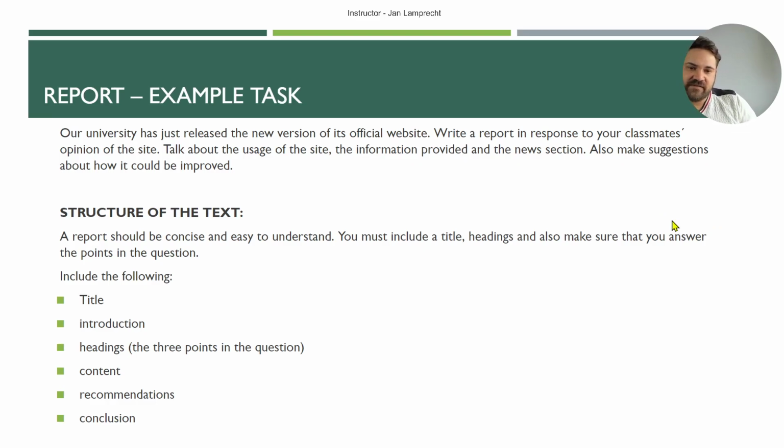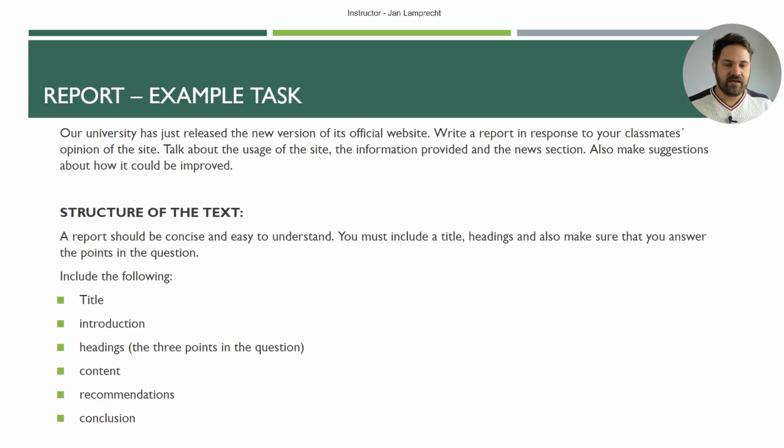Here's an example task. Our university has just released the new version of its official website. Write a report in response to your classmates' opinion of this site. Talk about the usage of the site, the information provided, and the news section. Also make suggestions about how it could be improved. So the structure of the test.